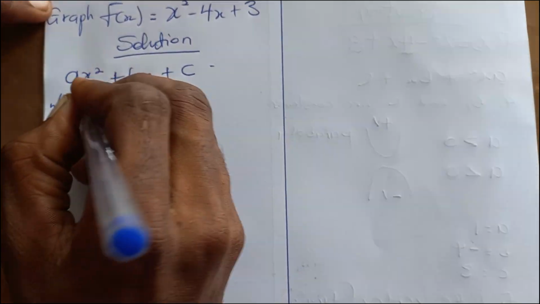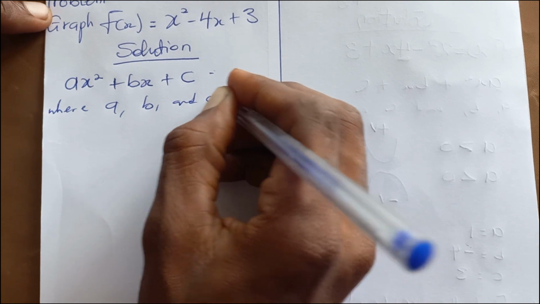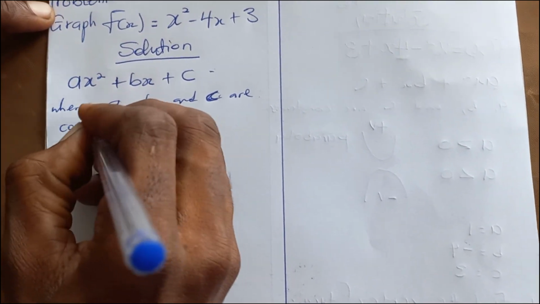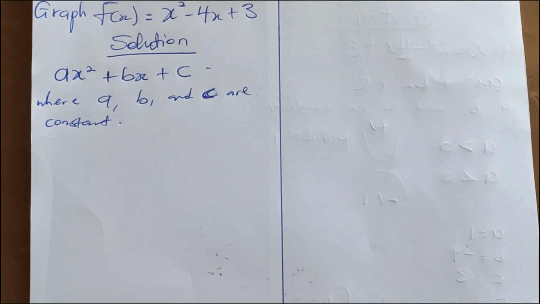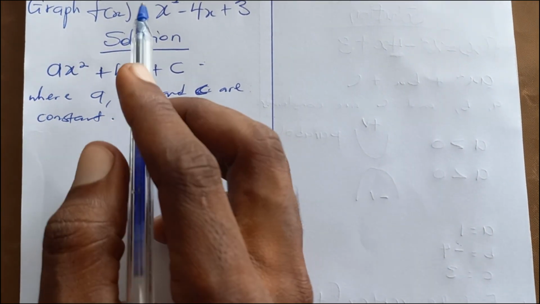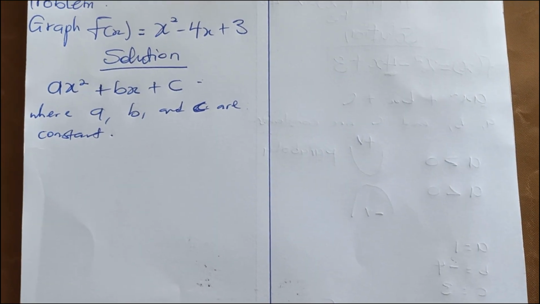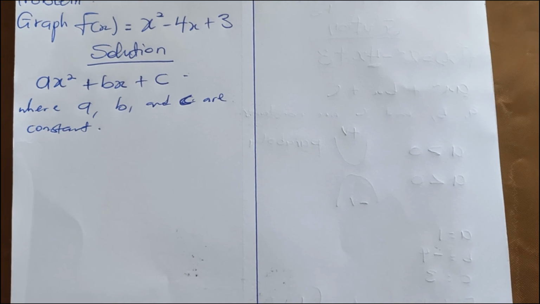Now, where a, b, and c are constants. Good. So now, when we graph a quadratic function, we are going to get a certain shape, and this shape we call a parabola.